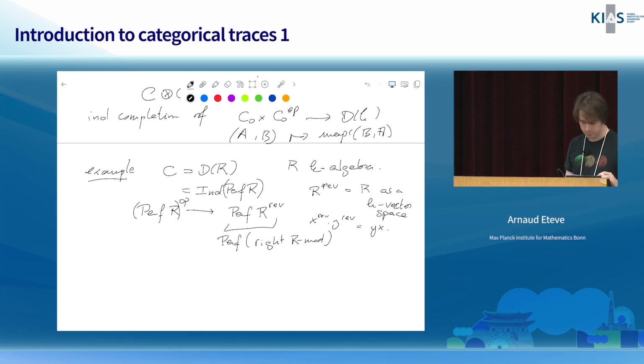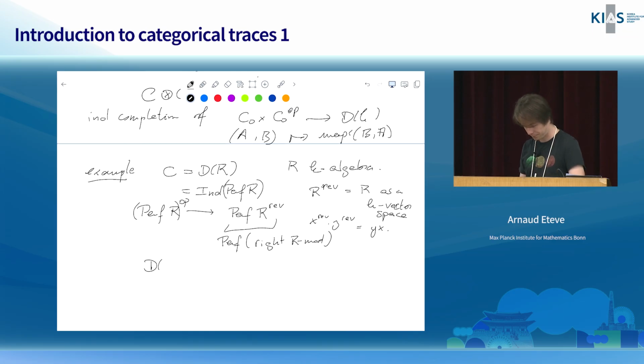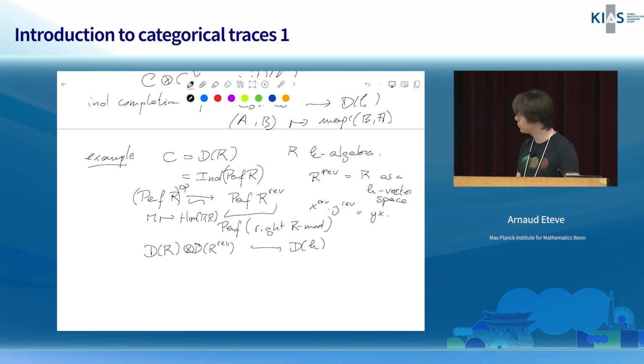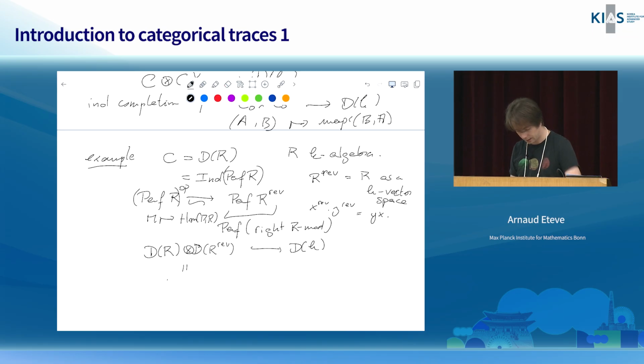Sorry, that arrow is an equivalence, right? Oh yes, thank you. And that arrow is just naive duality, so it sends M to hom from M to R. All right, so it goes to D of K. And so by the thing we said before, this is a tensor product of two categories of R modules. So it's D of R tensor R rev.